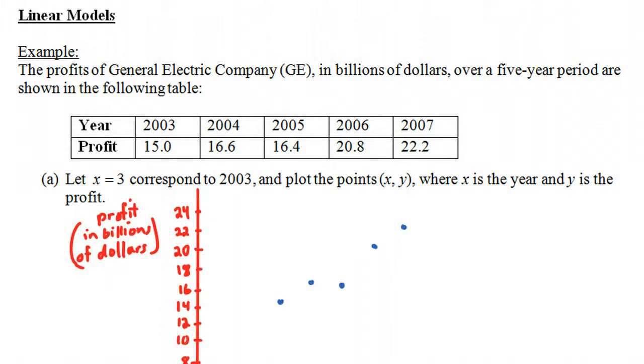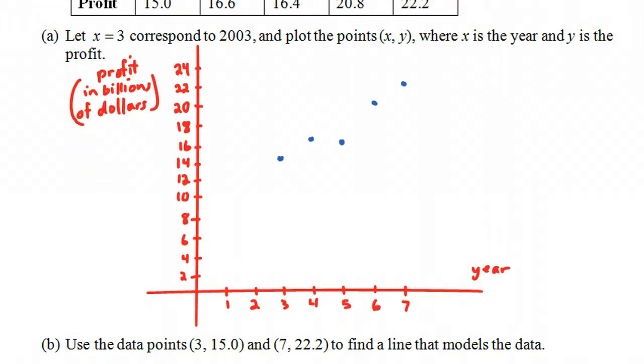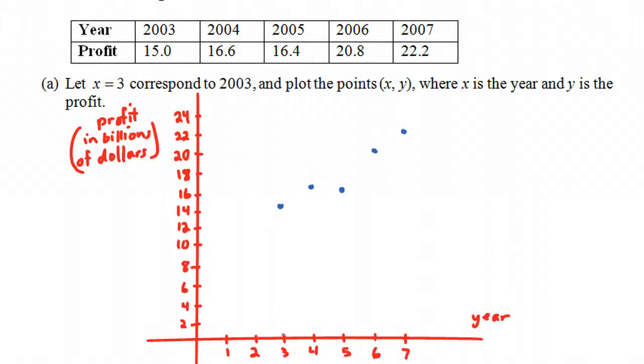In this video, we're going to talk about linear models. As an example, this table lists the profits of General Electric Company, or GE, in billions of dollars over a 5-year period. For example, in 2004, GE had $16.6 billion in profits. In part A, we let x equals 3 correspond to the year 2003, and we plot the points (x, y), where x is the year and y is the profit. The point (3, 15.0) is right here, (4, 16.6), and so on.